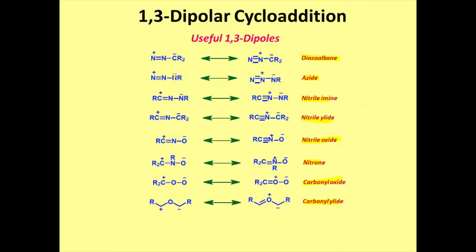So I think I will not go into details of these canonical structures or resonating structures of these dipoles. These are quite easy and very easily understood, but the names and the types of the 1,3-dipoles need to be recognized, and they are useful. When you know this is a 1,3-dipole, then it gets easier to predict the reaction or the product when it comes in the exams.